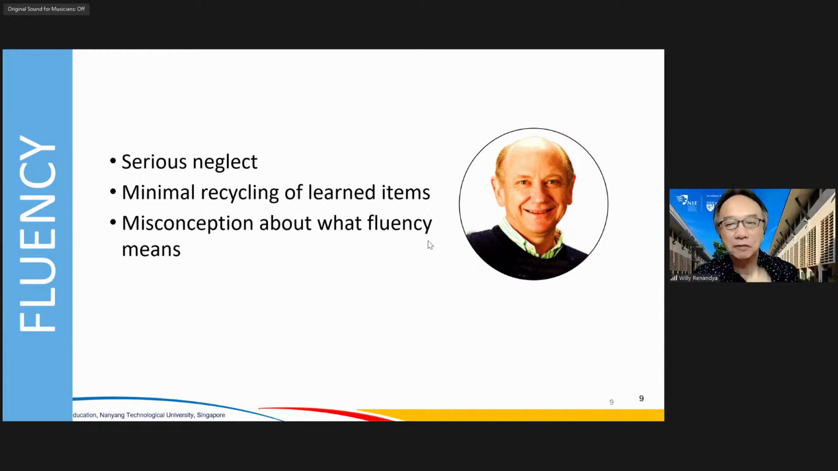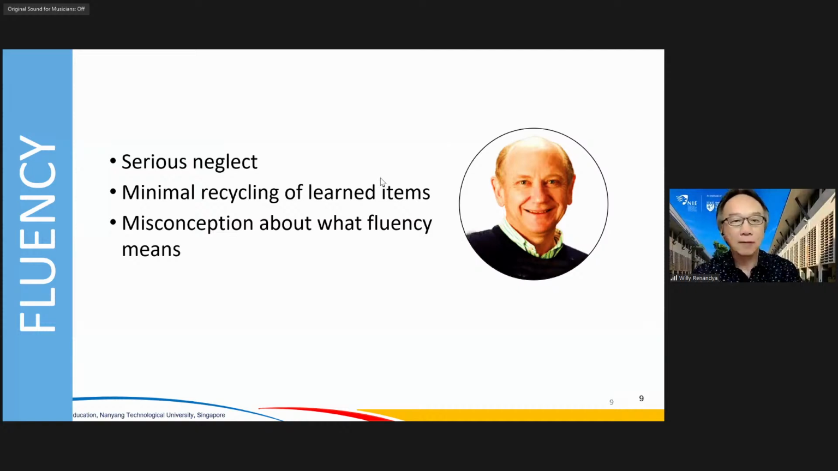But if you think about this, you will agree with this gentleman. He's a big scholar in our field. The name is Paul Nation. This is what he says, and I fully agree with his assessment. Number one, fluency is neglected. We are not doing fluency in the classroom. We are not giving students the opportunity to develop their ability to do things quickly, smoothly, and easily. We're not doing it, and we should.